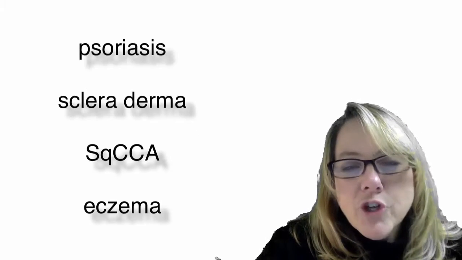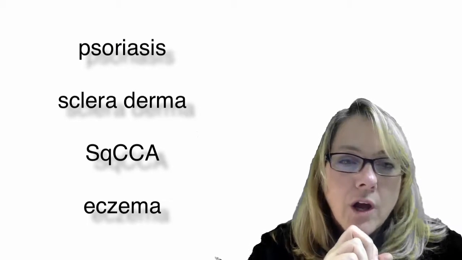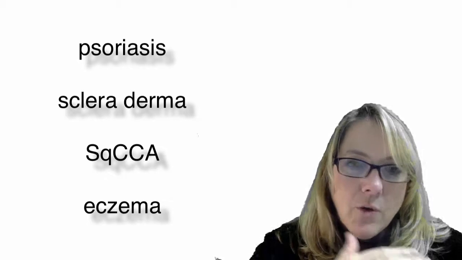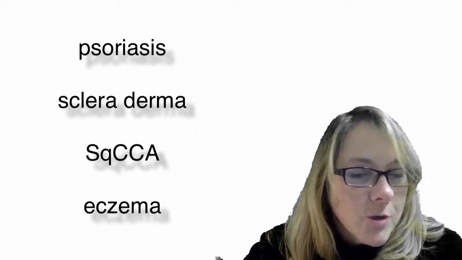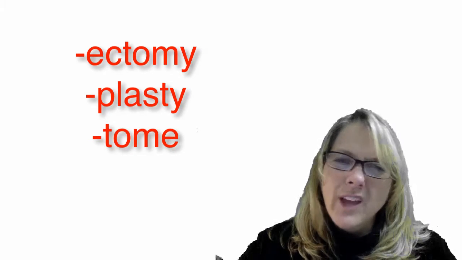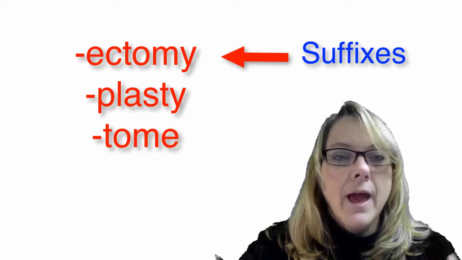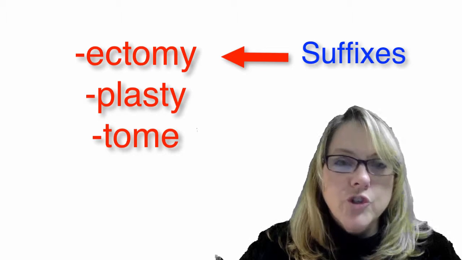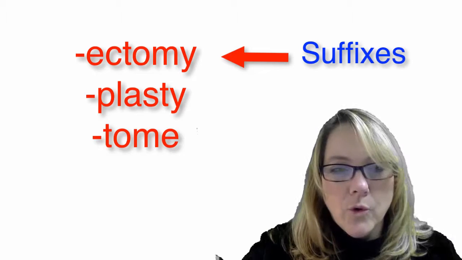Psoriasis, scleroderma, SCC, that stands for squamous cell carcinoma. So that's a malignant skin cancer. We have eczema. There's lots of terms here that you've got to look at. Some of the surgical related word parts: ectomy, plasty, tome. Those three are the basics. You'll see a lot of words as we go through this text that will use those three surgical word parts to indicate what is going on with the person.